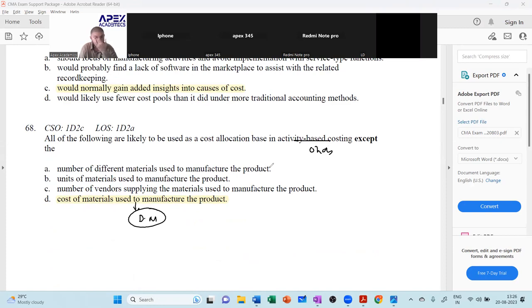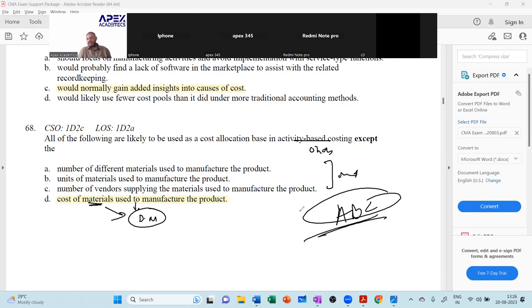Number of different materials used to manufacture the product, units of material used, number of vendors, these are all related to overheads, but cost of materials is actually direct material. So we are taking into consideration overheads. I hope you understand this. With this, activity-based costing is finished.